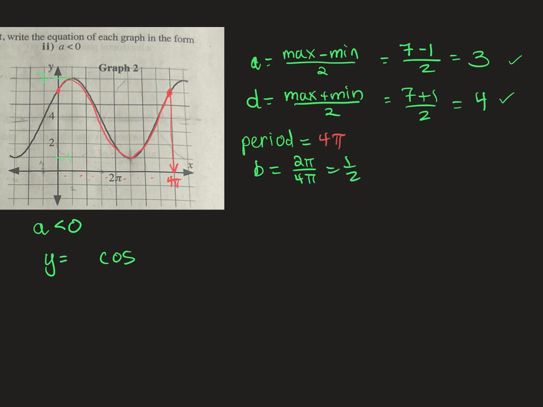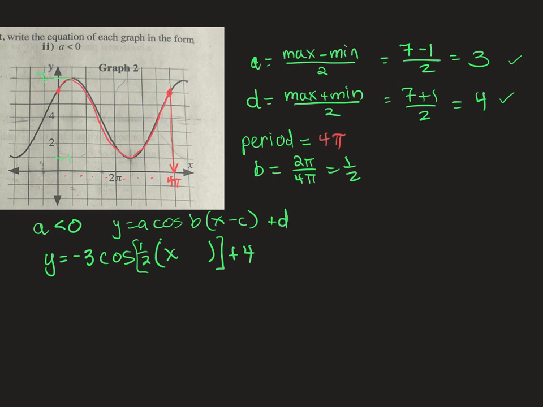So for a, because we're doing where a is less than 0, it would be -3, our b value 1/2, and then bracket x. I'm just going to finish off the rest of the equation, leave some space for the horizontal phase shift, and then plus d at the end, so plus 4, from the equation y equals a cos b bracket x minus c plus d.